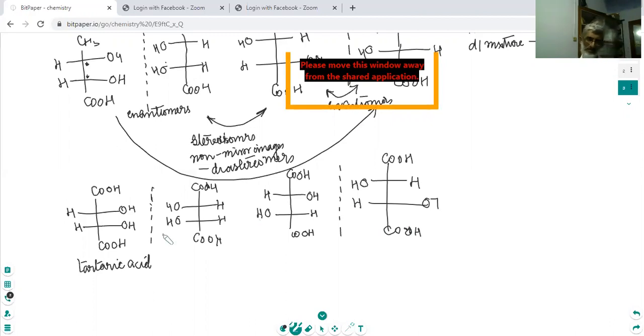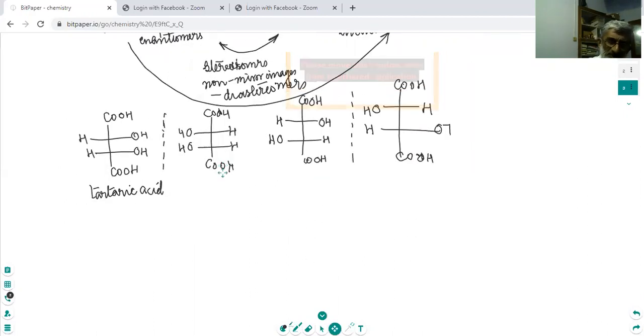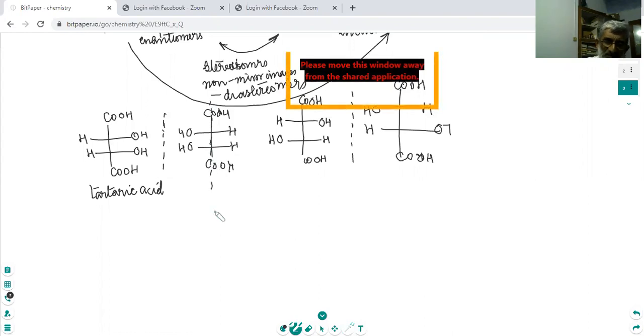Now you can see here. Now I want you people to do an exercise. Take this molecule and vertically rotate it along this axis. Rotate it vertically 180 degrees. Rotate this whole molecule 180 degrees and draw the structure.